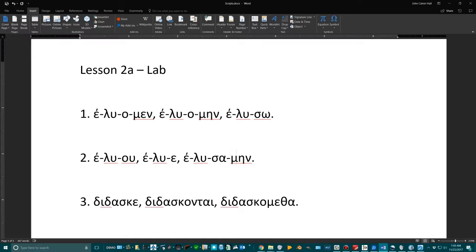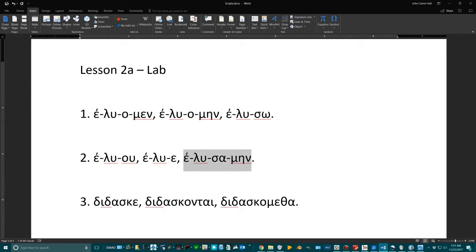Elusamain. Elusamain. Notice something odd here. While in this previous word, elue, the first epsilon here is the antepenult. That is no longer the case when it's changed to elusamain.